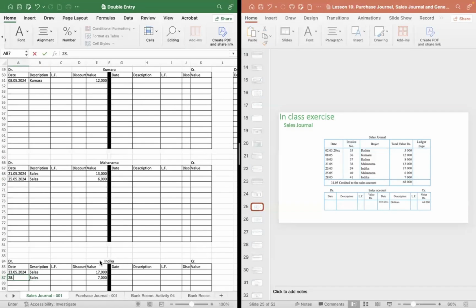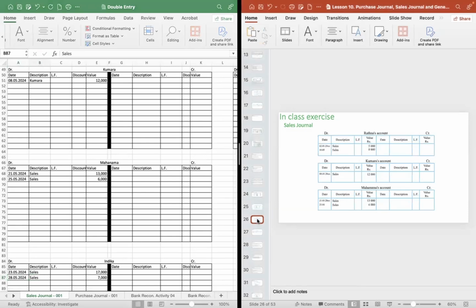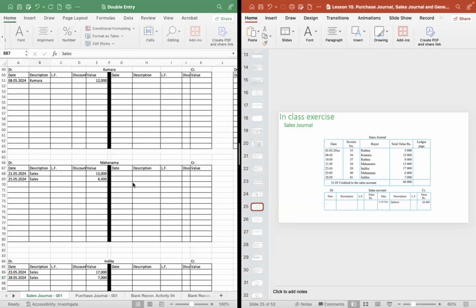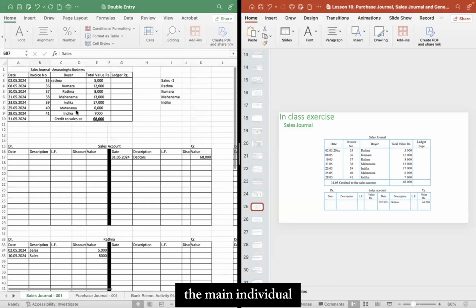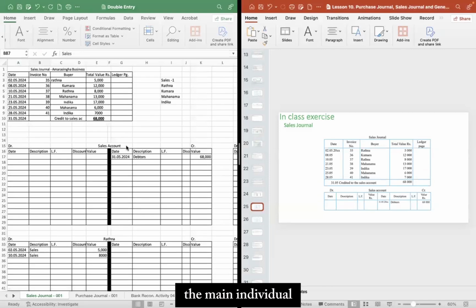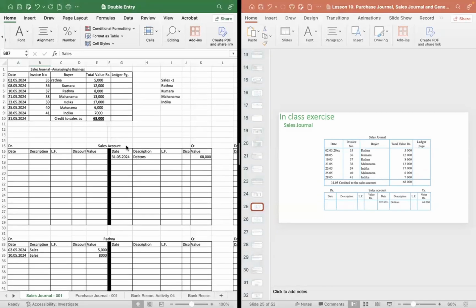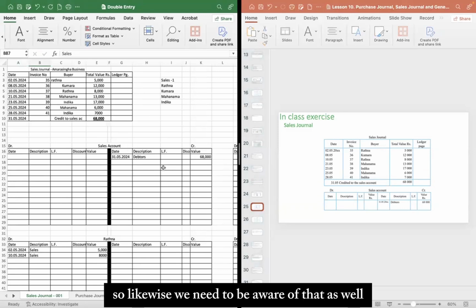28th. The things we need to keep in mind are what the dates are. When we post to the individual ledgers, we generally use the dates on which those transactions occurred. But for the sales ledger account, we post at month end. So likewise we need to be aware of that as well.